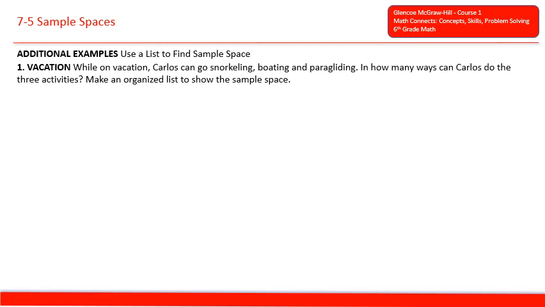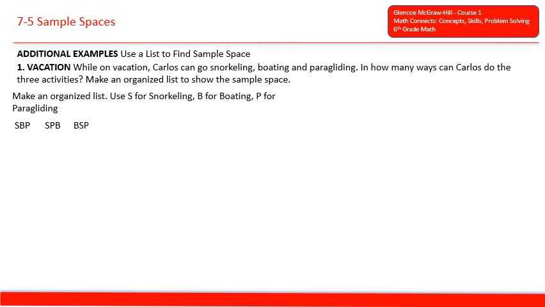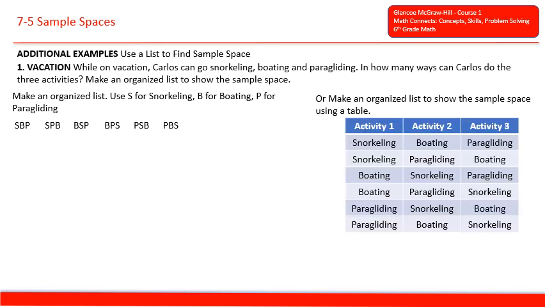Vacation. While on vacation, Carlos can go snorkeling, boating, and paragliding. In how many ways can Carlos do the 3 activities? Make an organized list to show the sample space. So if we make an organized list, use S for snorkeling, B for boating, and P for paragliding. So the first combination is snorkeling, boating, paragliding, then snorkeling, paragliding, boating, boating, snorkeling, paragliding, boating, paragliding, snorkeling, paragliding, snorkeling, boating, paragliding, boating, snorkeling. Or we can make an organized list to show the sample space using a table. So that's what our table would look like.